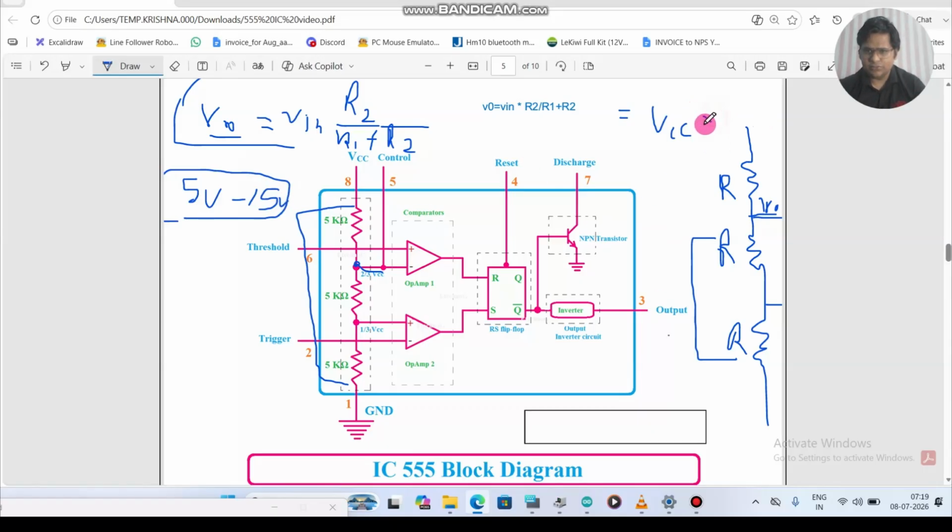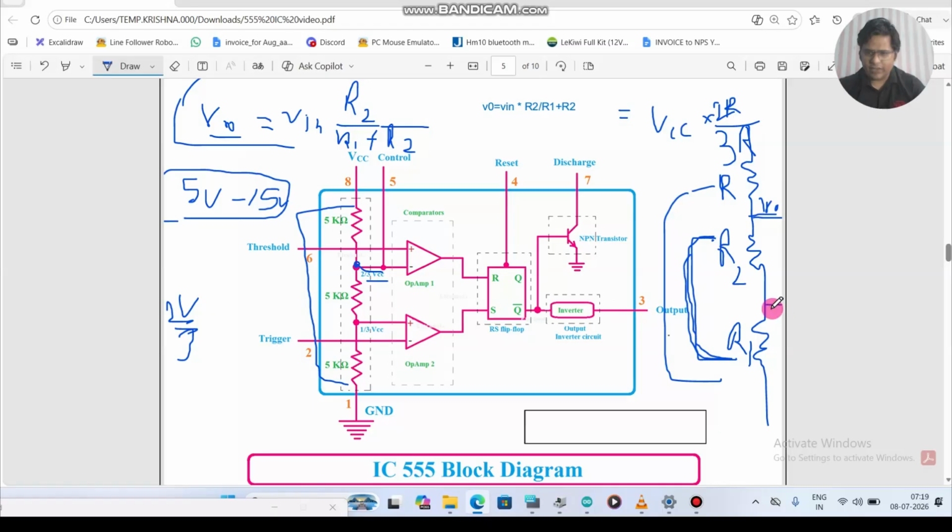VCC into R2. So there are 2 resistors downside, R and R. So instead of R2, it has basically R2 and R3, and both are the same value, so 2R, divided by the total resistance. How many total resistances are there? 3R. 2R by 3R. So you will be getting 2 by 3 VCC. That's why you can see here 2 by 3 VCC is here.